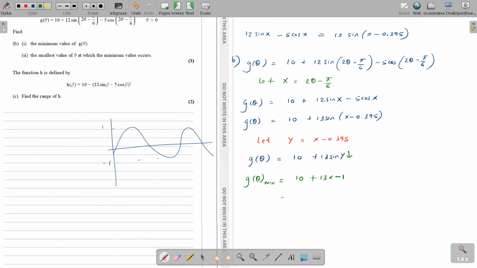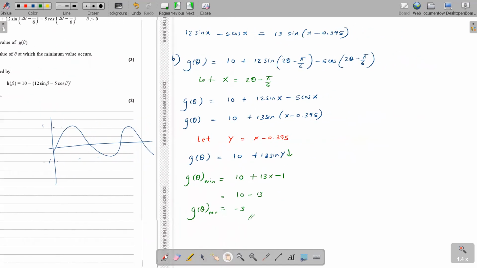G theta minimum is 10 minus 13, which is -3. So the smallest, the minimum G theta value is -3. Okay, so that's the answer for Roman number 1. And then moving on to Roman number 2, the smallest value of theta at which this minimum occurs. So what's the theta value when you get this minimum? So how do we do that?